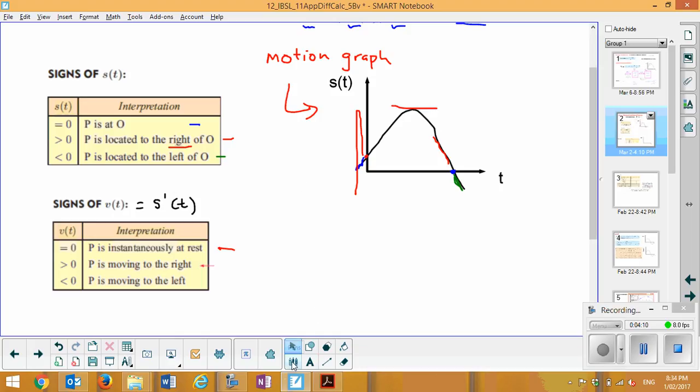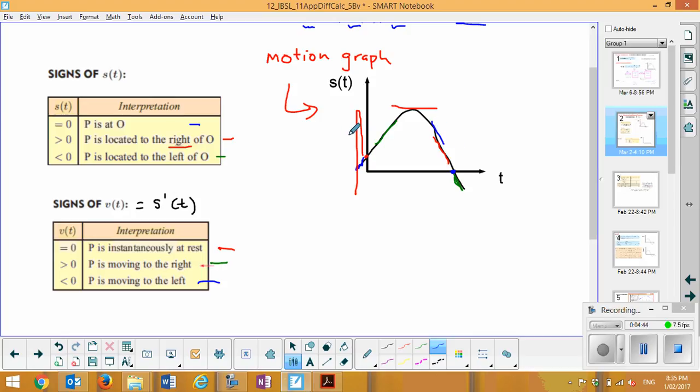Whereabouts have we got it if it's positive velocity? We'll do that one in green. That means the particle's moving to the right. Here's the positive slope. So it's moving in a positive direction away from the origin. And if it's moving to the left, it means it's moving in a negative direction. So we've got a negative gradient. Here the tangent of all these is negative. So it's moving in the left direction.